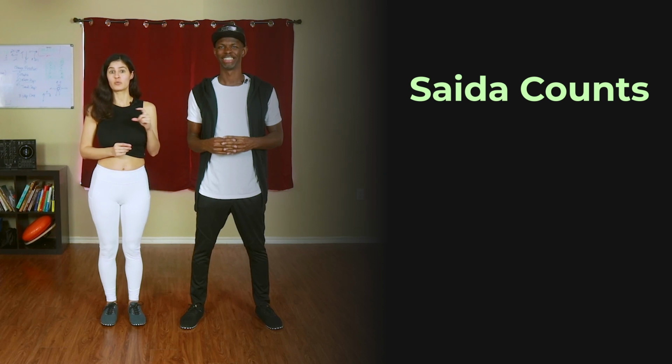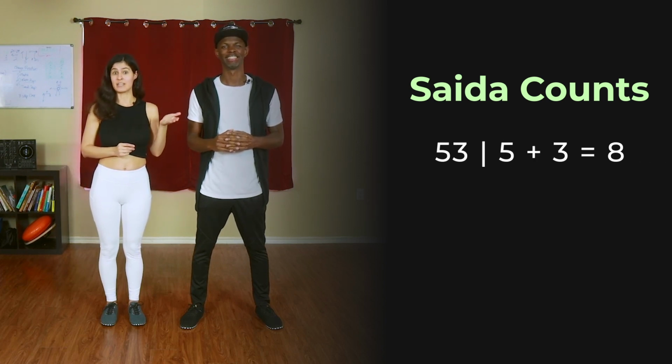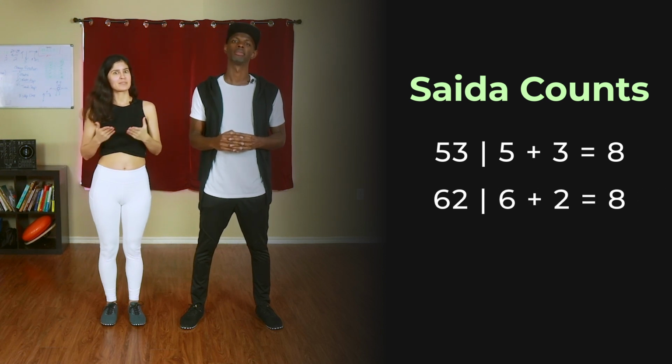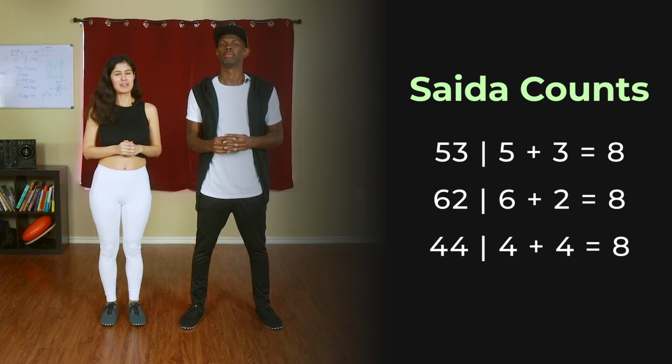So the counts of Saidas are something to note really briefly. 53 Saidas, 5 plus 3 equals 8. 62 Saidas, 6 plus 2 equals 8. 44 Saidas, you may have guessed, 4 plus 4 equals 8. We'll go back to that a little later.